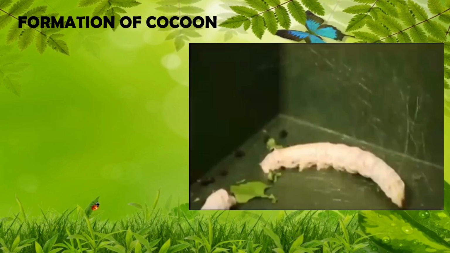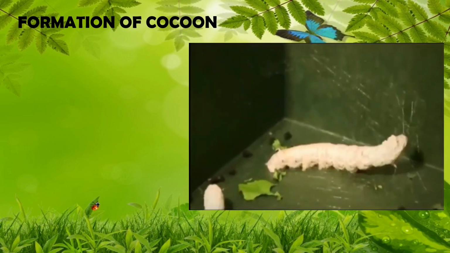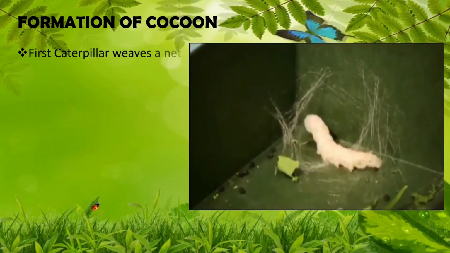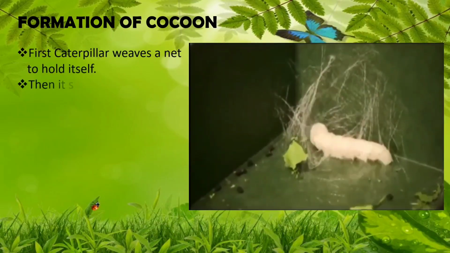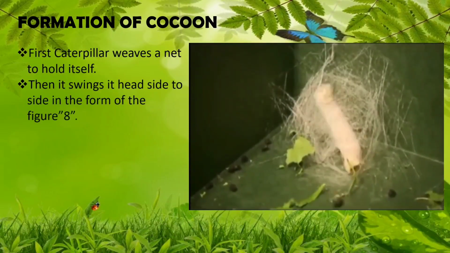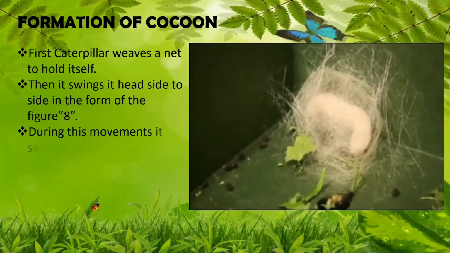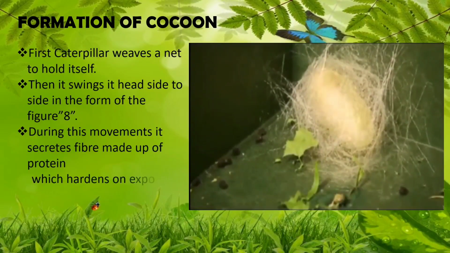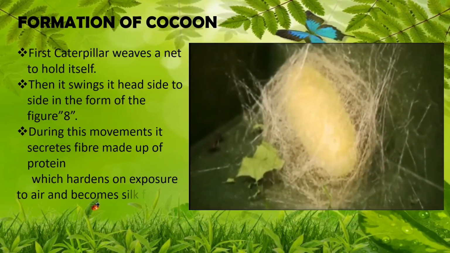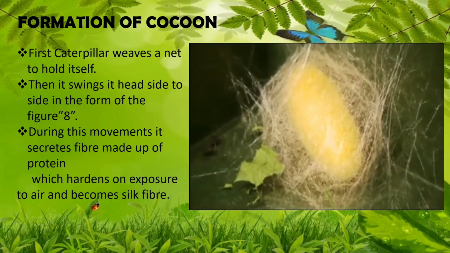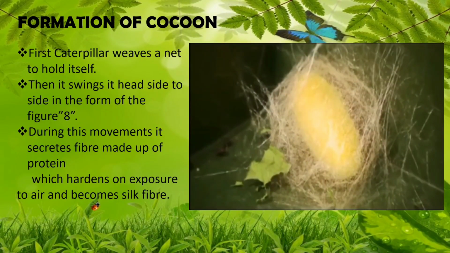Now let us see the formation of the cocoon. First, the caterpillar weaves a net to hold itself. Then it swings its head from side to side in the form of a figure 8. During this movement of the head, the caterpillar secretes a fiber made up of protein, which hardens on exposure to air and becomes silk fiber. So in this video you might be able to see it very properly.